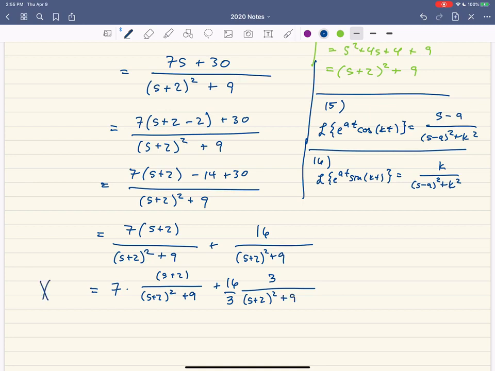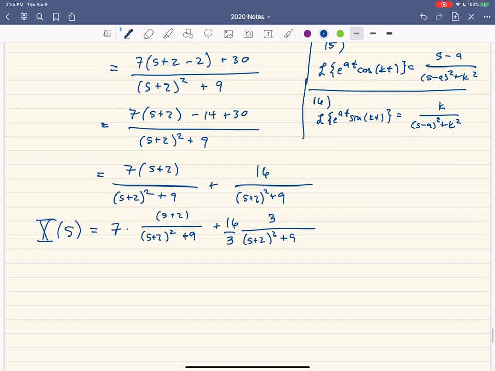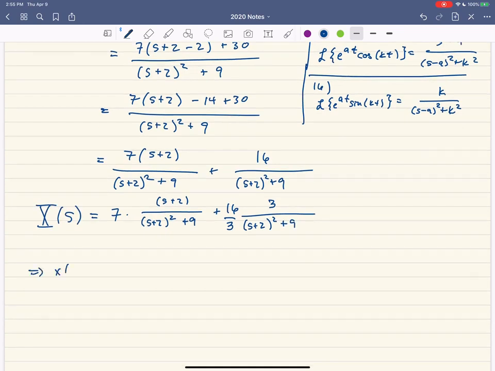So remember that this was capital X, and so that tells us that little x of t is going to be the inverse Laplace transform. This will be 7 times e to the negative 2t cosine of 3t plus 16 thirds times e to the negative 2t sine of 3t. And we're done.